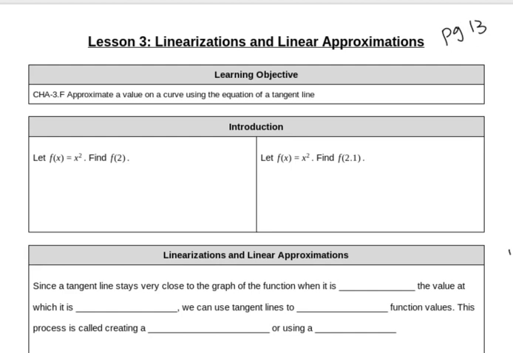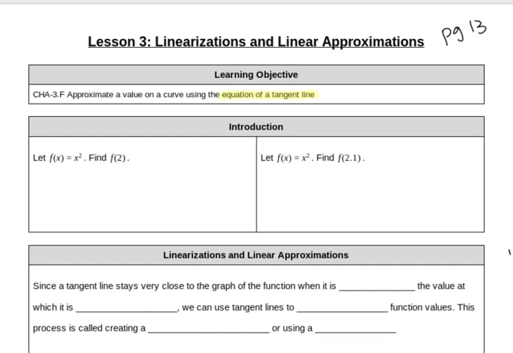We have one learning objective for today, and it's to approximate a value on a curve using the equation of a tangent line. So we have talked lots and lots about finding the equation of a tangent line. Now we're going to talk about what the point of doing all of that was. What is the point of finding all these derivatives, evaluating them, and writing these equations of tangent lines? The point is that we're going to use it to approximate values of functions.